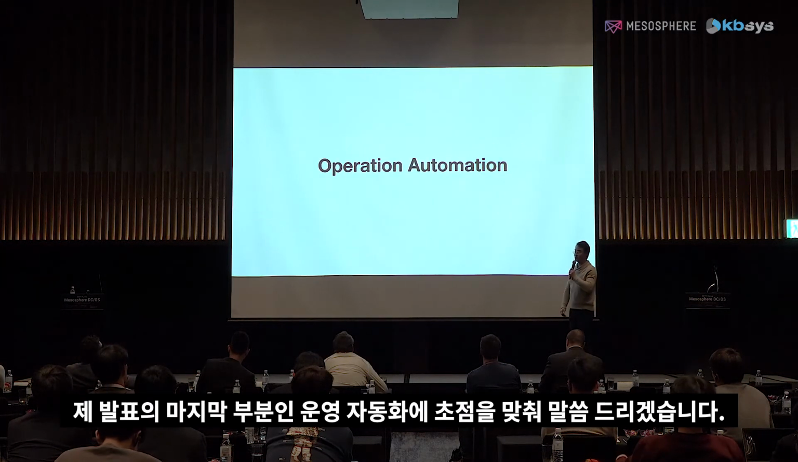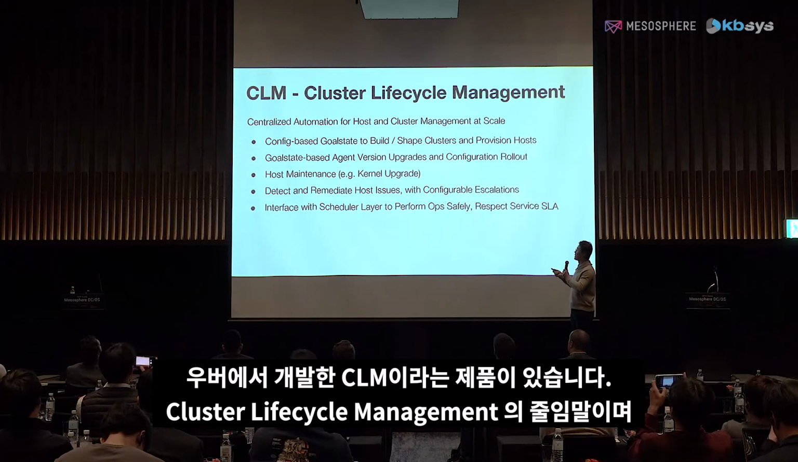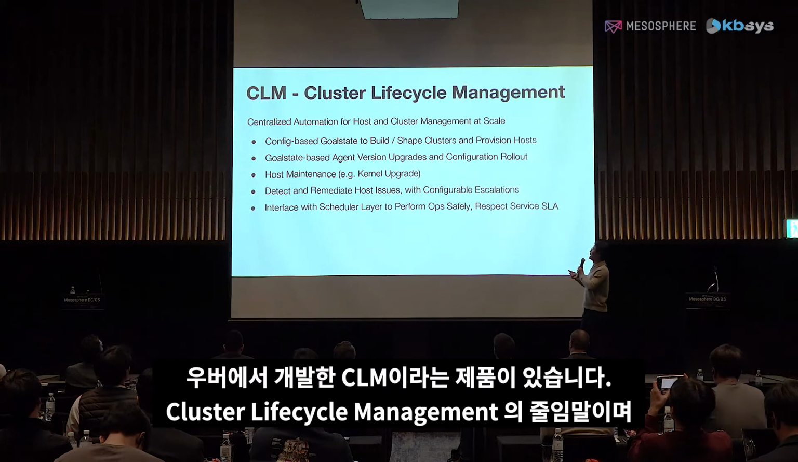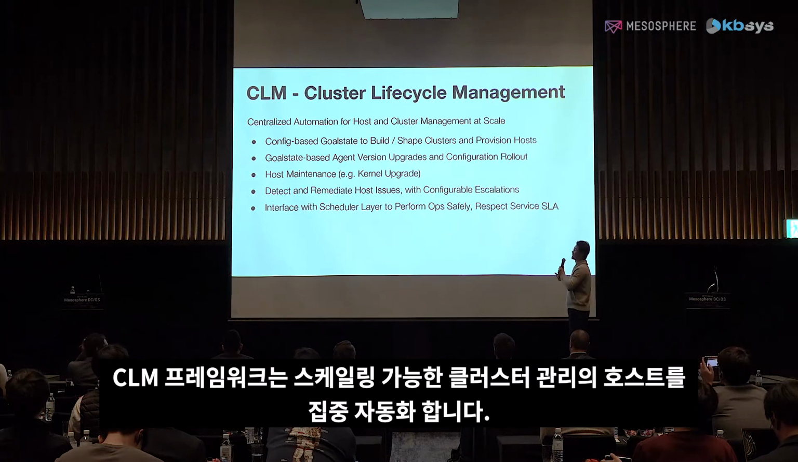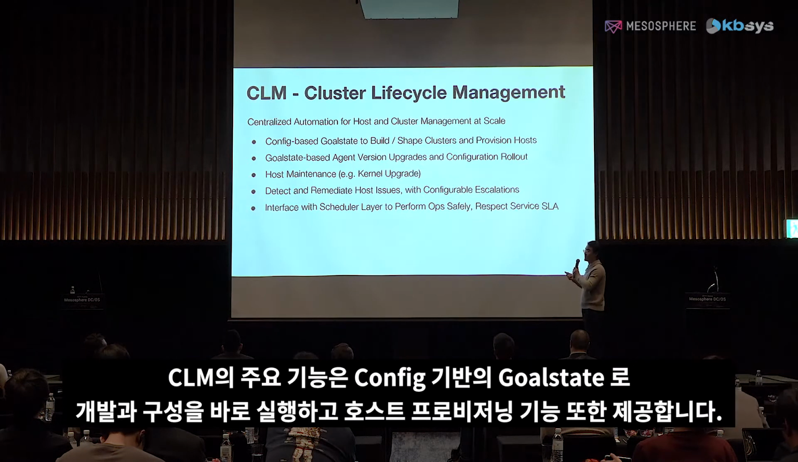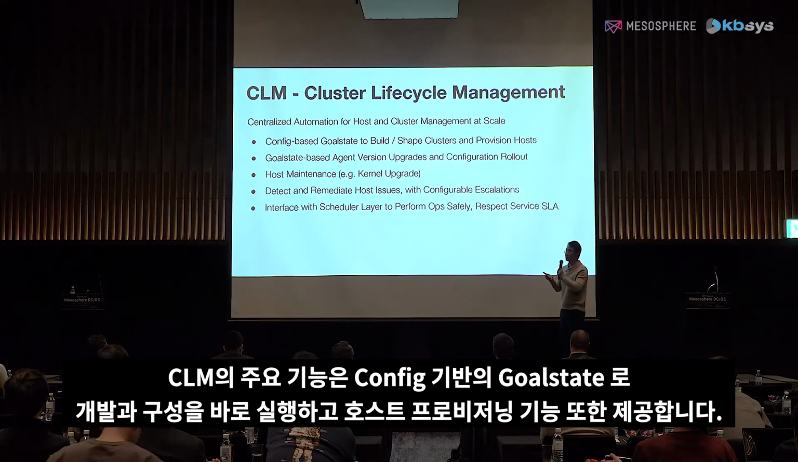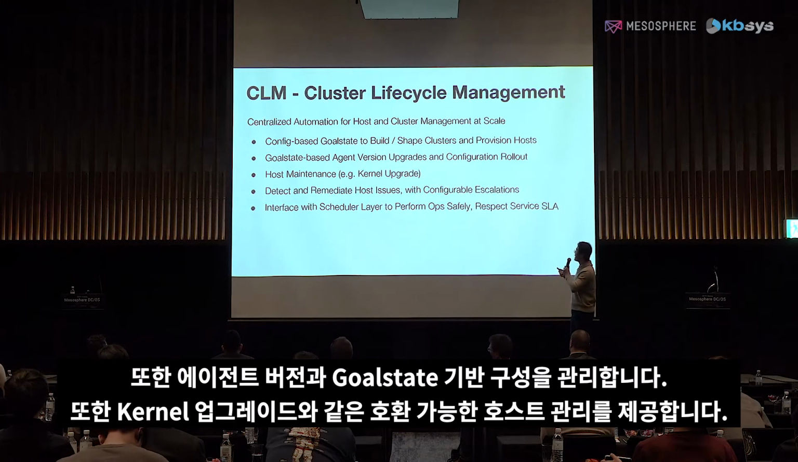The last part of my presentation, I want to focus on operation automation a little bit. There's a product we built inside Uber called CLM, which stands for Cluster Lifecycle Management. This CLM framework is a centralized automation for host and cluster management at scale. It has certain key features. It leverages a config-based goal state to build and shape clusters, including provisioning hosts. It also manages agent versions and configurations based on the goal state configurations.